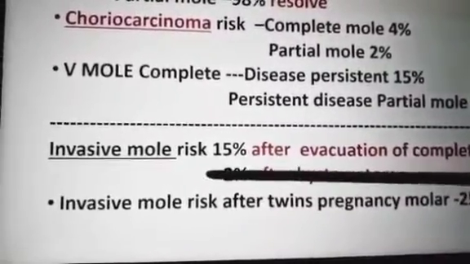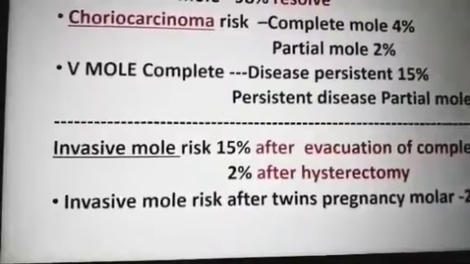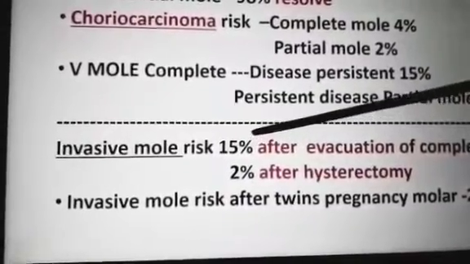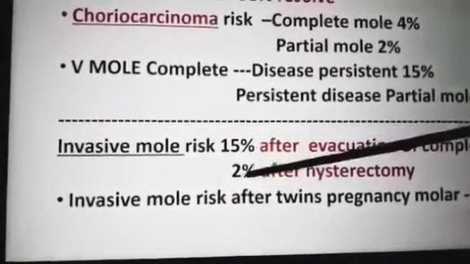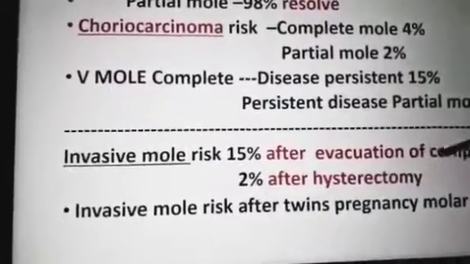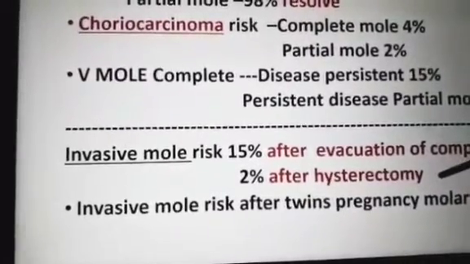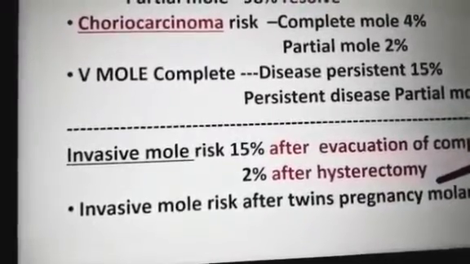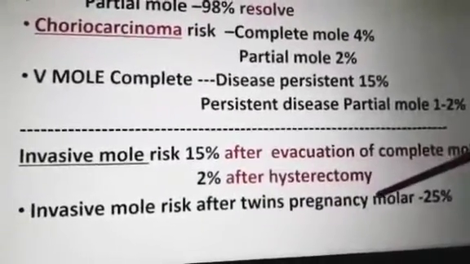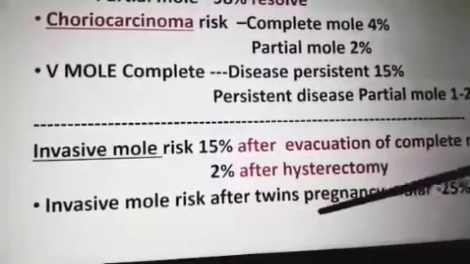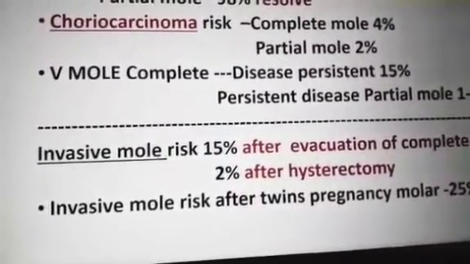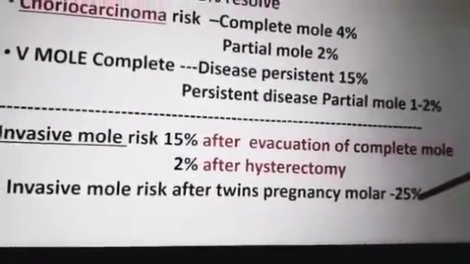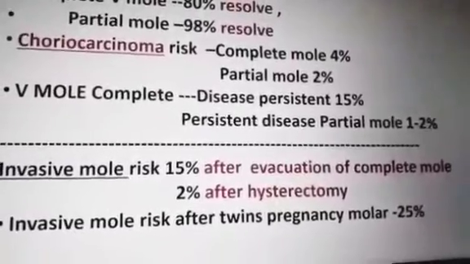The risk after evacuation in complete mole is 15%, but it reduces to 2% after hysterectomy for complete mole. It is done for elderly patients more than 40 years and high risk patients. Invasive mole risk after twin pregnancy is too much. It is 25%. One of the fetuses may have molar tissue.